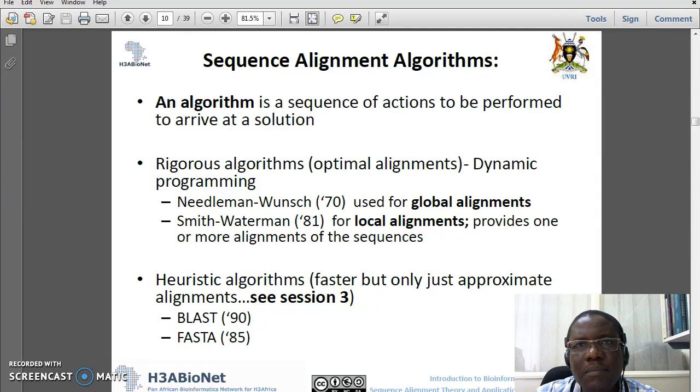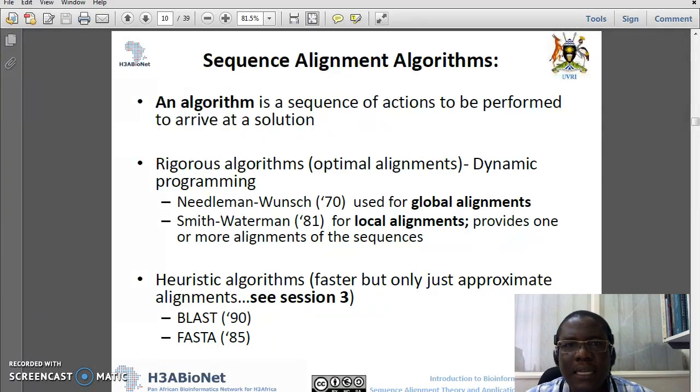So, sequence alignment algorithm. What's an algorithm? An algorithm is a sequence of actions that are performed in order to solve a problem. And for sequence alignment, there are really two approaches. Either you do the rigorous algorithms that are guaranteed to give you the optimal alignments, or you do heuristic algorithms. These are faster, but only give approximate alignments.